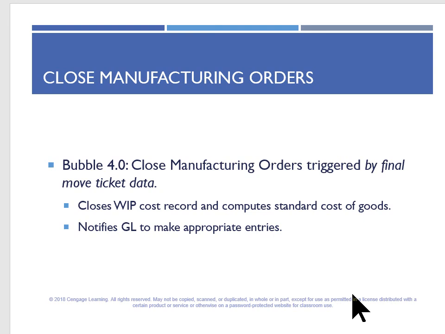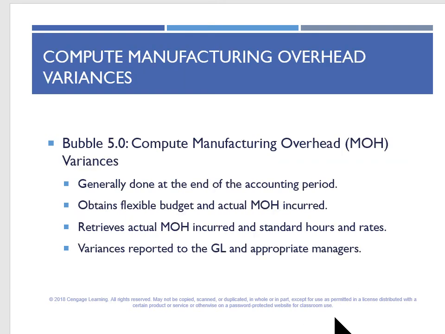Now, when we get to the point where we need to close the manufacturing orders, like we produce the final products from the work in progress, we need to record in the general ledger what happened. How much of that work in progress got converted into finished products.